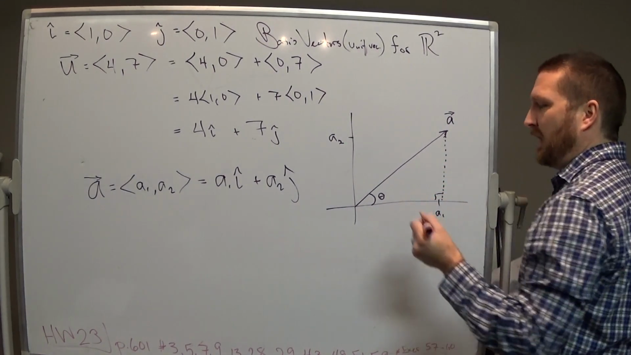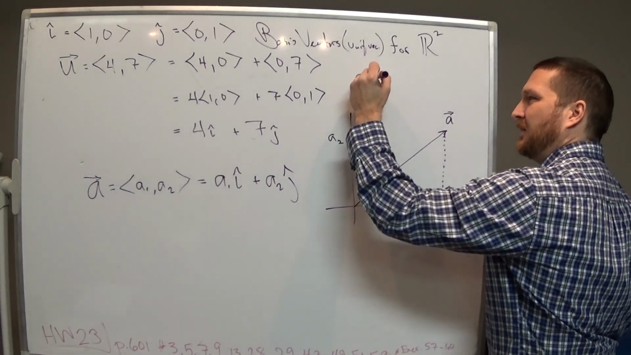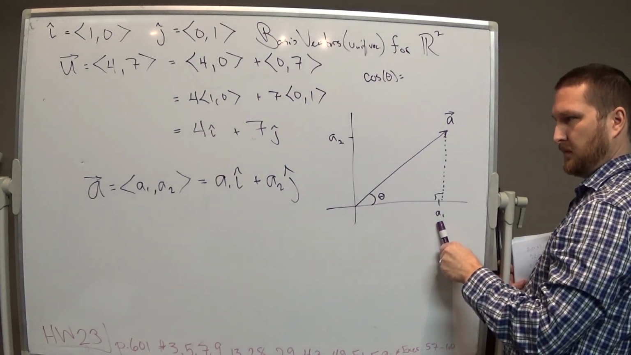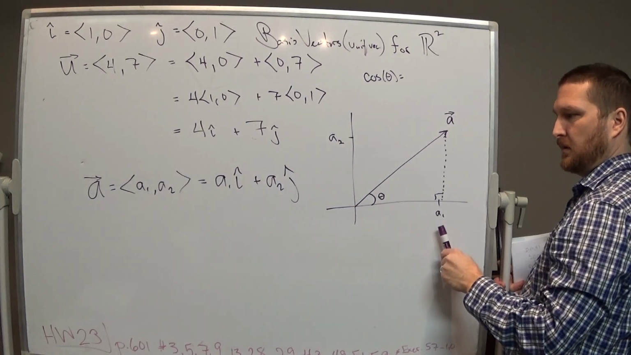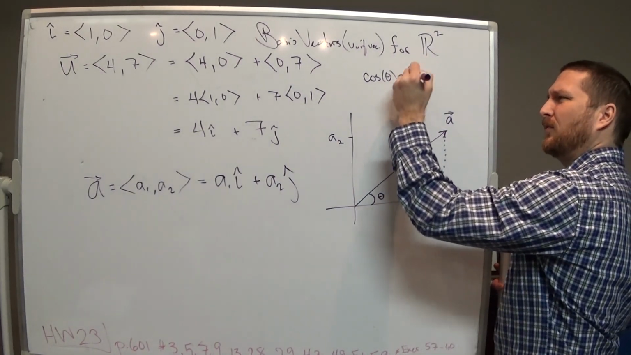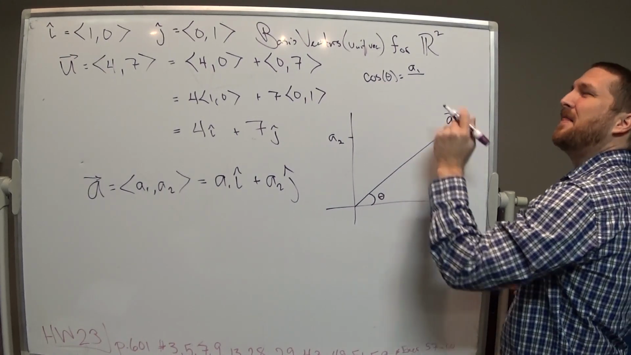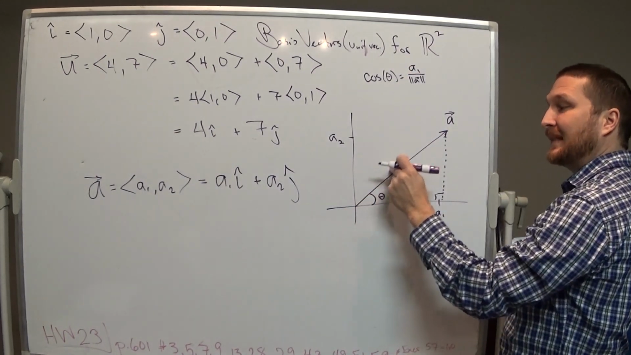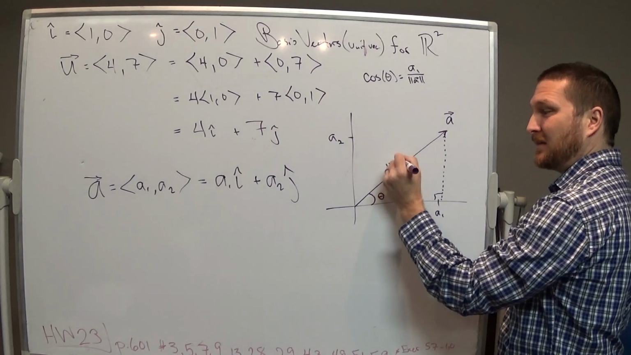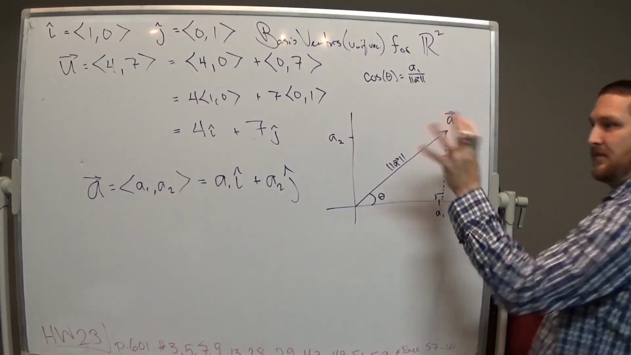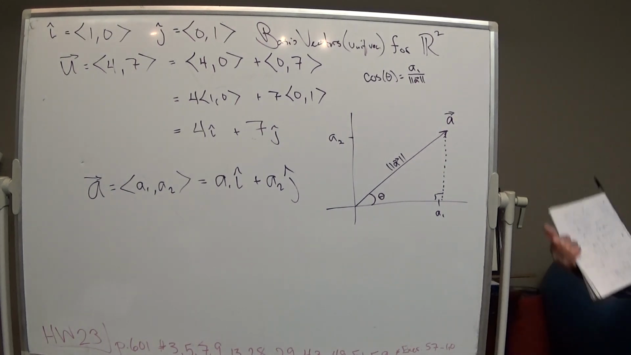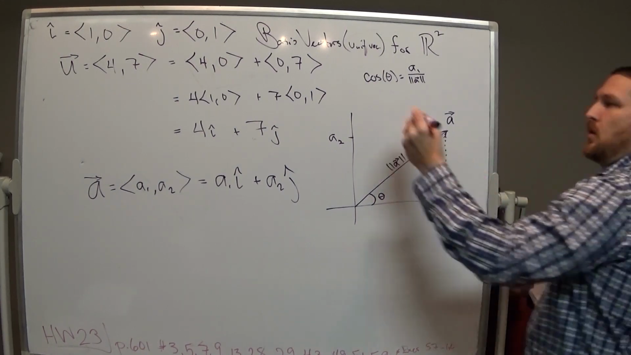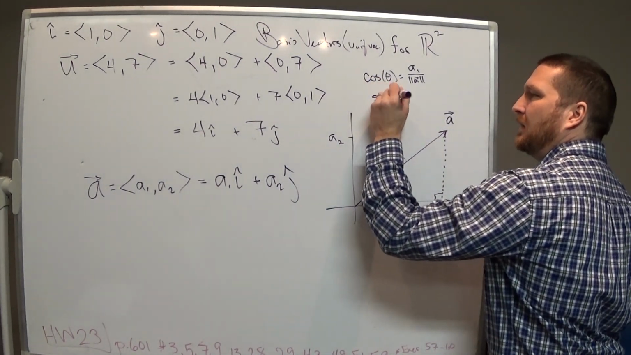Now, what is cosine theta? A2 over A1. Wait a second. No, A1 over A2. Over what? A1 over the vector? The magnitude of A. Because that's the one thing I didn't draw, is that this length right here is the magnitude of A. Not A itself, because that's a vector. You take a number, take 6, and divide it by a vector. What does that mean? We don't have vector division. So, sine theta is equal to what?